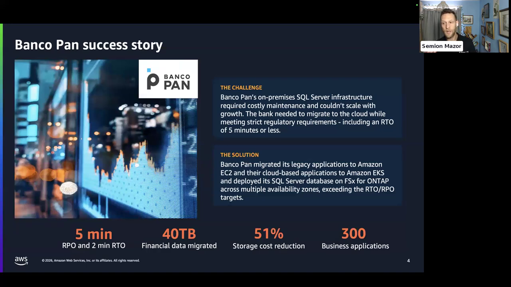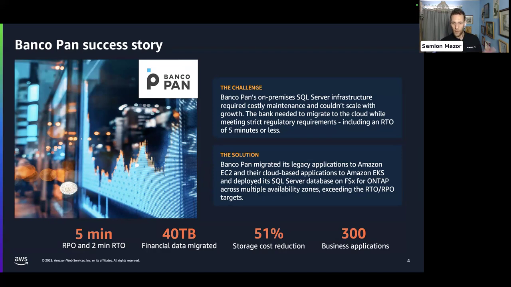So this is one story to illustrate what FSx ONTAP can provide for organizations, meeting very demanding SLAs for RPO and RTO, while improving architecture, reducing costs, and enhancing operations. So this is one story for databases.